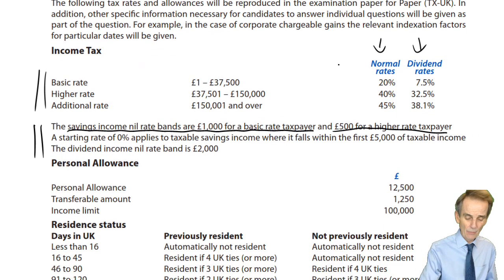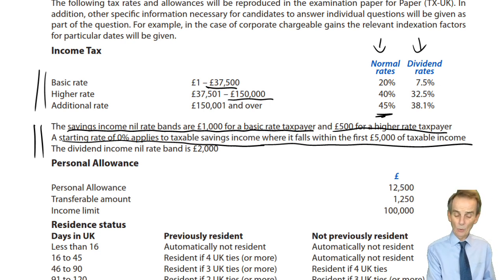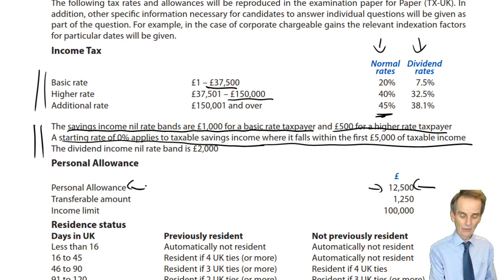We've got our basic rate band limit, 37,500. The higher rate band limit, 150,000. We know what our tax rates are within those bands. We've not yet seen dividend. We're also told the starting rate of 0% applies to taxable savings income, but only where it falls within the first 5,000 of taxable income. You don't yet know about dividend income or its nil rate band. You're told here, of course, the level of personal allowance. Okay, so all that information provided to you, remember to keep that page open.